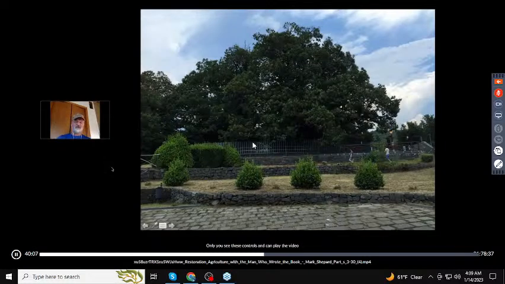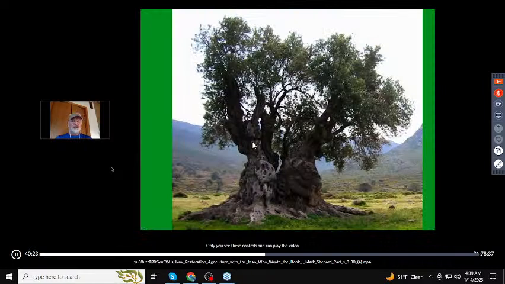One tree can persist for 4, 5, 6, 10,000 years. We are affecting the future 10,000 years into the future. I'm all for it as long as we're doing it like this. This is an olive tree in northeastern Spain that was planted by the Romans.